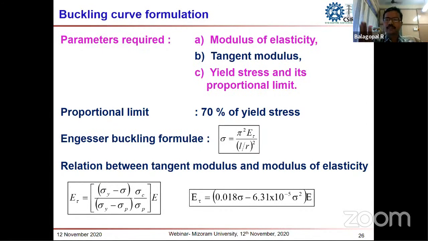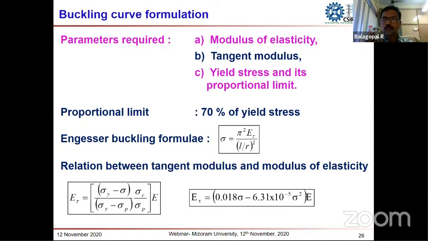Beyond the proportional limit, the buckling is governed by Euler's buckling. Below the proportional limit and above the yield stress range, the buckling is governed by Young's buckling formula. That is similar to Euler's buckling formula. The only difference is that Young's modulus is replaced by the tangent modulus E tau. We have to compute the tangent modulus.